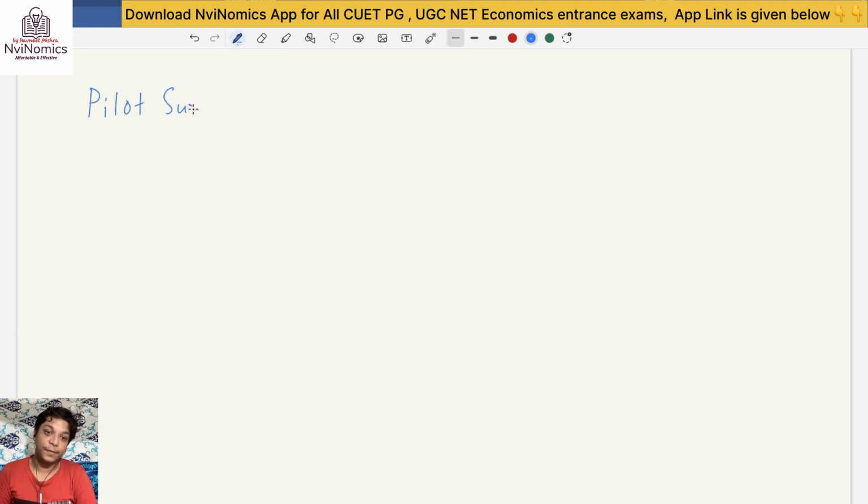If you are preparing for NET JRF also, this question is sometimes asked in both paper 1 and paper 2. That's why I thought of telling you this concept. Just try to make a note of it. It is a very, very important concept. They will ask you basic definitions, and this is very easy. So just write what is pilot survey.